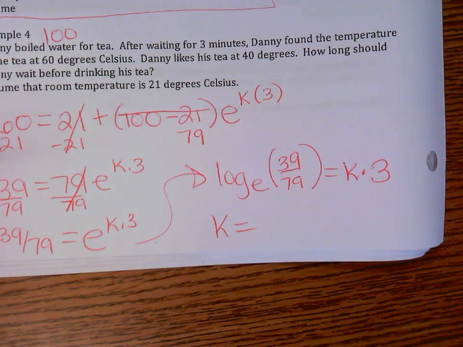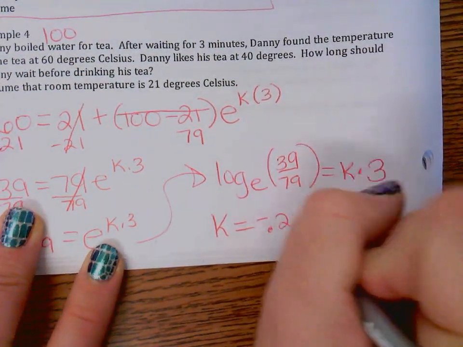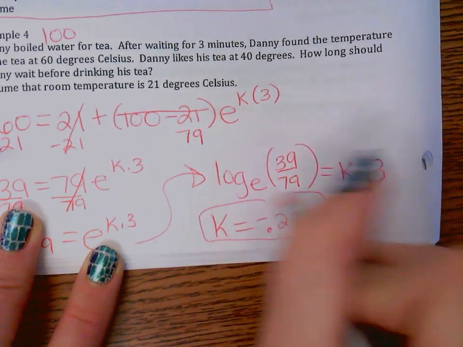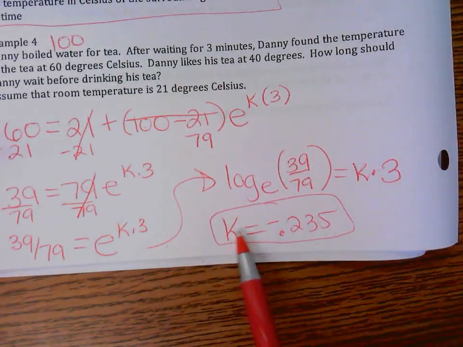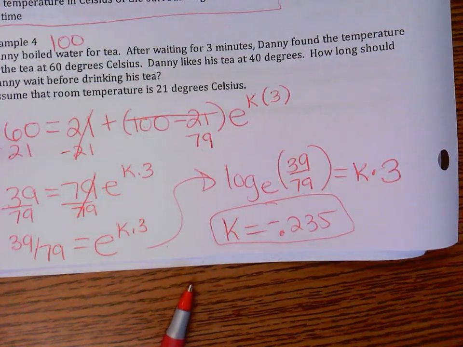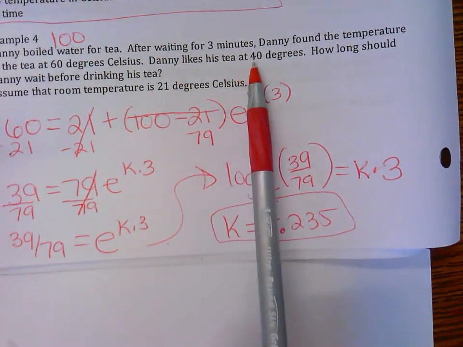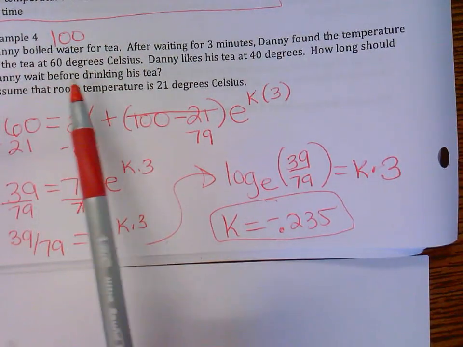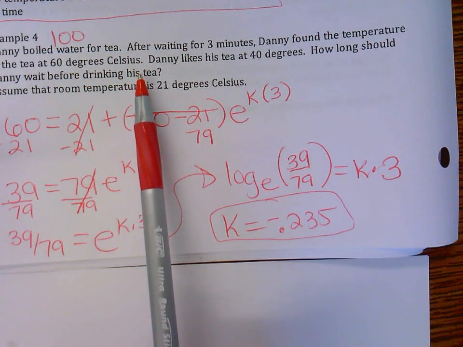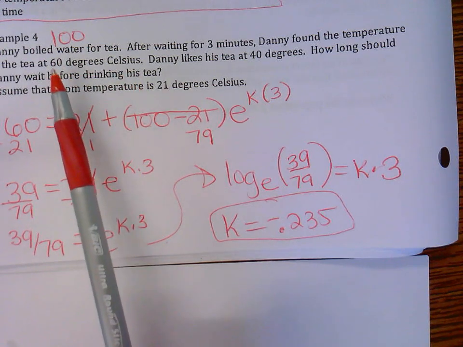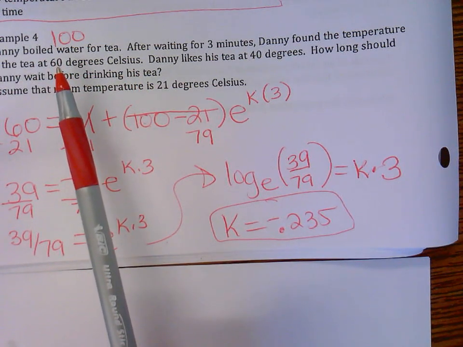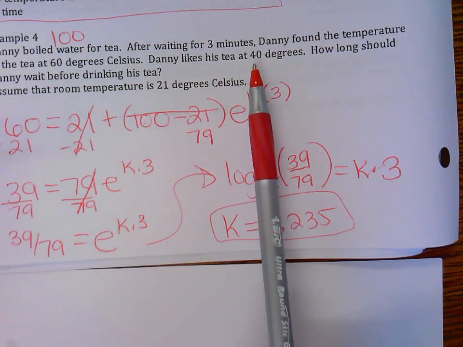Negative 0.235. All right, I didn't quite finish this problem, but I ran out of room here. So K is the constant that I want to use to answer the rest of this problem. So the problem says, we want to know if he likes his tea at 40 degrees, how long should he now wait? So the current temperature of the tea is what? 60. It already cooled to 60. So how much longer should he wait? He wants the tea to get to 40, right?